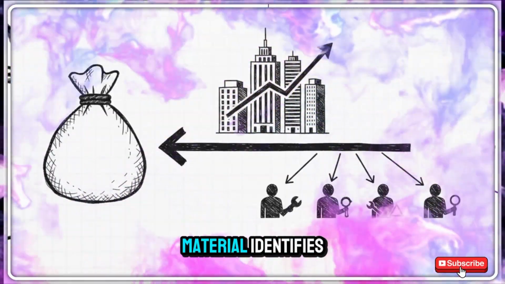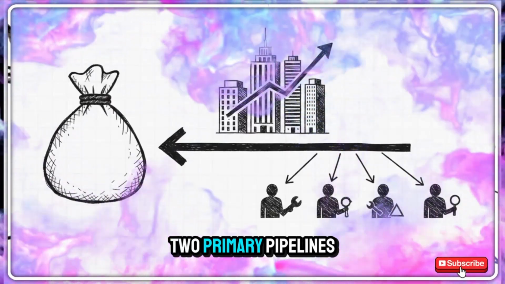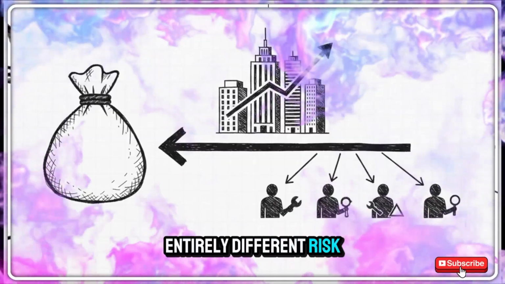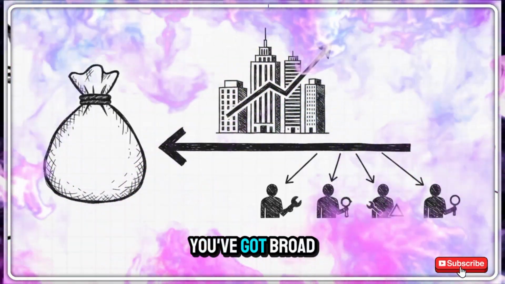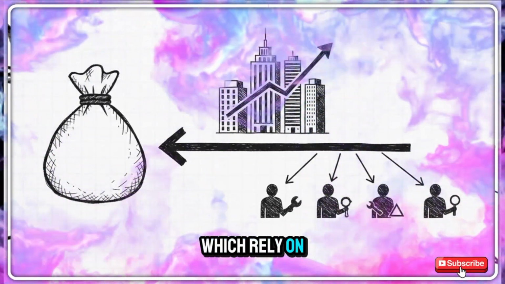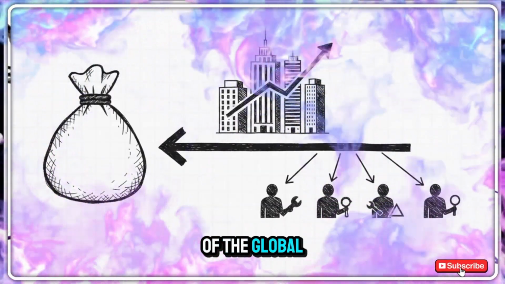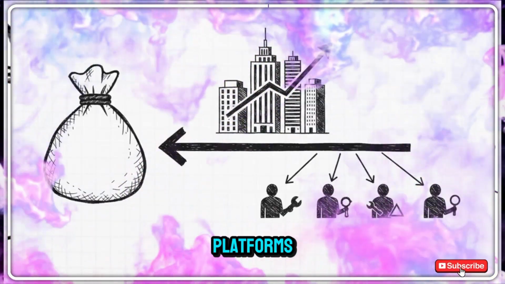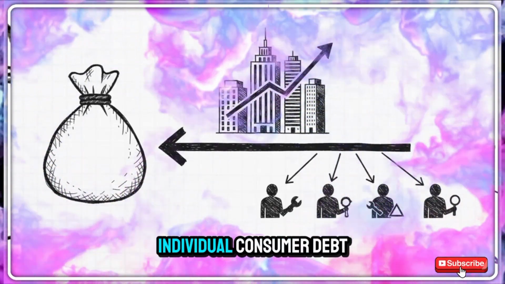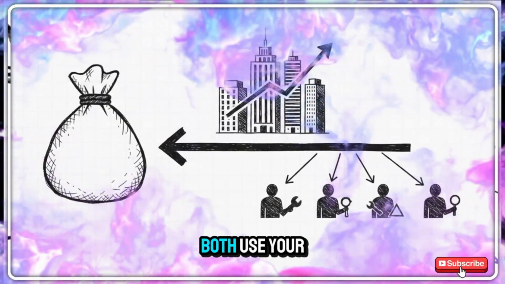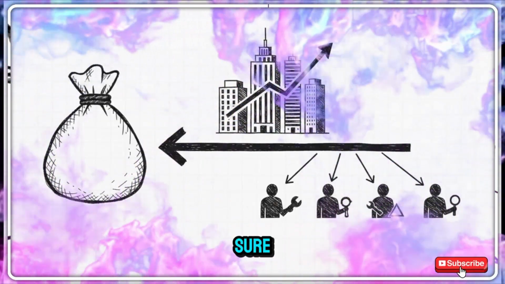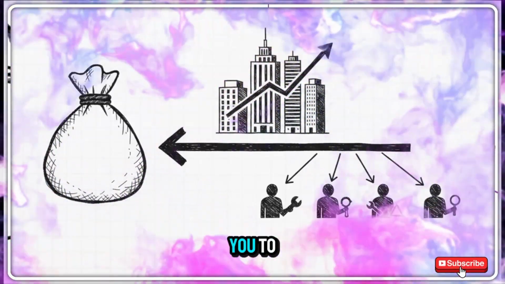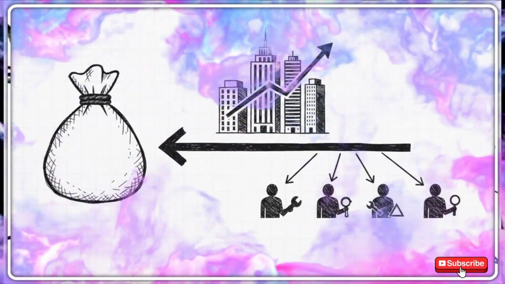Now, the source material identifies 2 primary pipelines for executing this capital leverage, and they carry entirely different risk profiles. On one side, you've got broad market index funds, which rely on the macroeconomic growth of the global corporate sector. On the flip side, there are peer-to-peer lending platforms, which rely on microfinancing individual consumer debt. Both use your capital as the primary lever, for sure, but the underlying engines and the specific vulnerabilities they expose you to are vastly different.